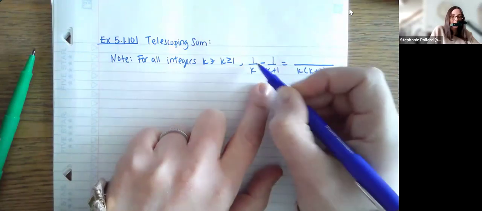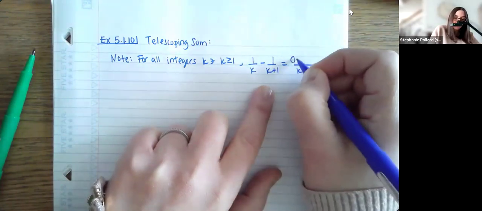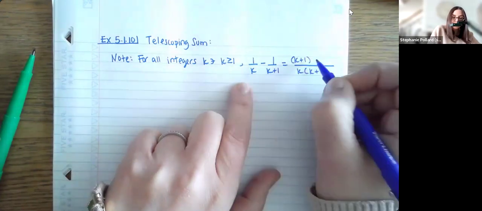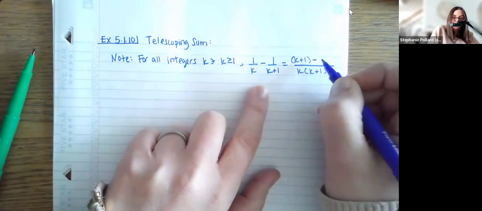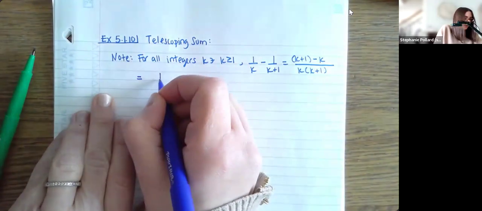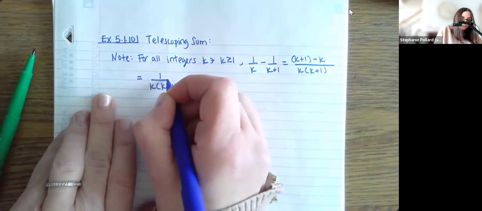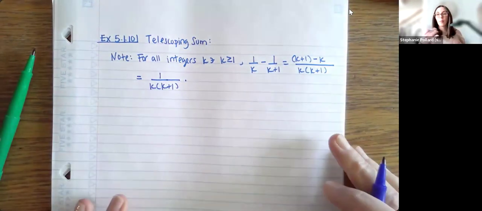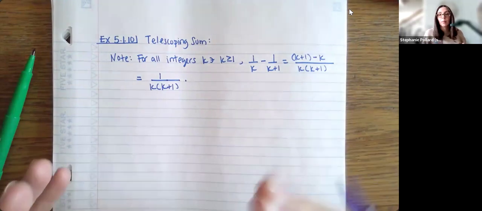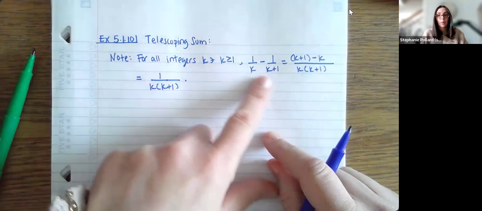And then I'm going to multiply the 1 here by k plus 1. And then I'm going to minus and multiply the 1 by k here. If I keep simplifying that, the k's on top will cancel, and I'm left with 1 over k times k plus 1. So this is just a little note that helps us with one of the next examples. But all that's going on here, again, is I'm just using common denominators.